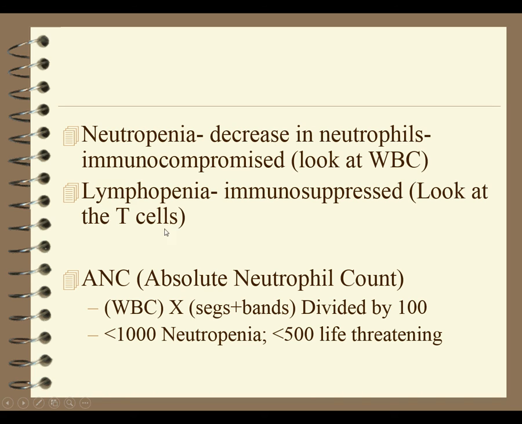Why? Because remember, HIV attacks the CD4, which is a type of T cell, so that turns the system on, so they become immunosuppressed. Remember the formula for figuring absolute neutrophil count. In case you've forgotten, it's the white blood cell count total times the segs plus the bands divided by 100. Anything less than 1,000 means they're neutropenic. Penia means decreased amount of. But less than 500 is life-threatening. Any kind of infection could kill them. And 1,500 is really considered mildly neutropenic.